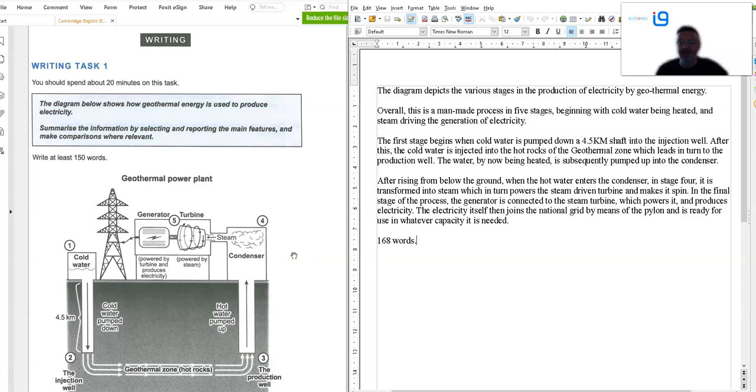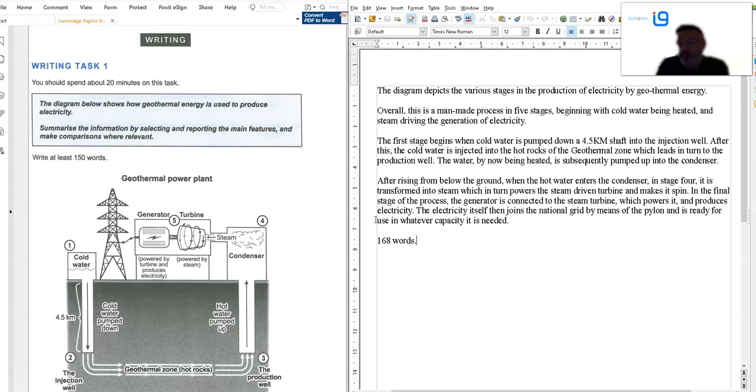So, the first stage of the process begins when the cold water is gradually pumped down into the, you can expand that, but you don't really need to do so for this one. Sometimes you might need to do that, but for this one, no. So, introduction. A sentence, just paraphrase, restate the topic, change the word order. The diagram depicts, illustrates the various stages, production of electricity, change the word order, and that's fine.